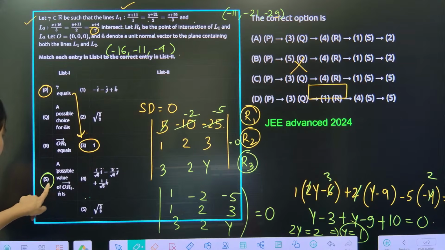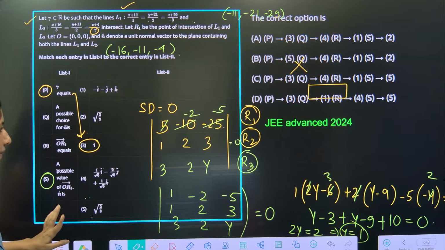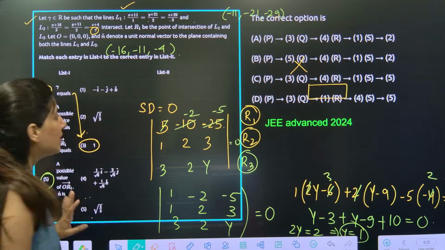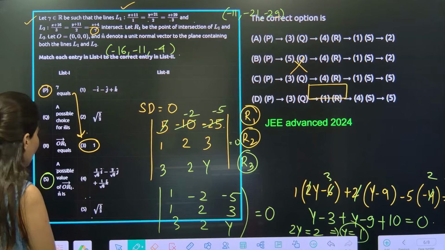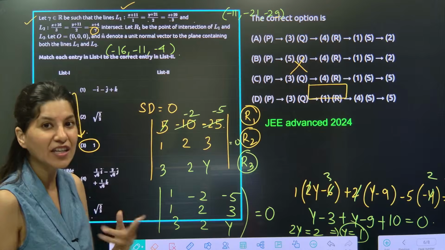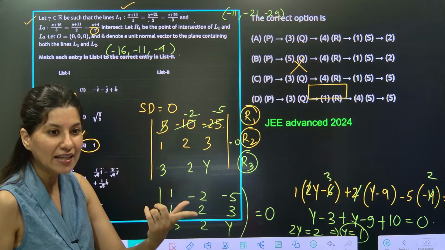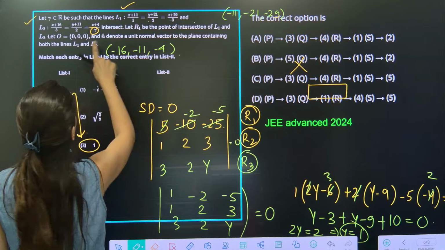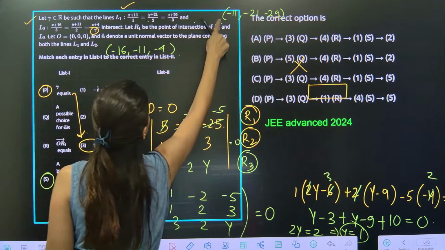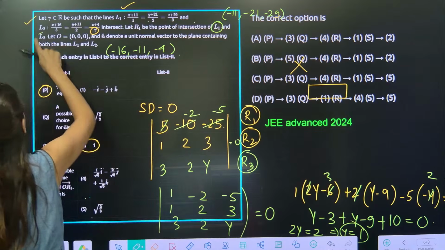S option. A possible value of OR1 dot N cap is what we are looking for. This will give me my final answer. So, we need to figure out R1 and N cap. Okay, R1. What is R1? So, let us check what is R1. R1 is the point of intersection of L1 and L2.